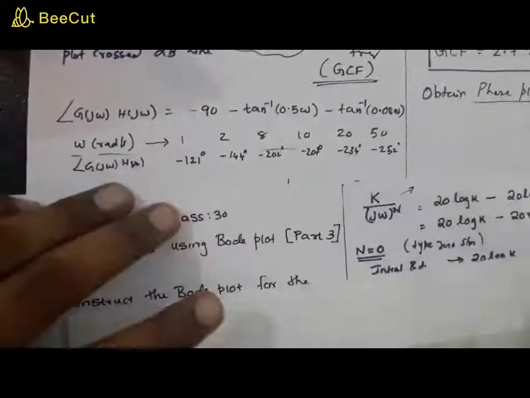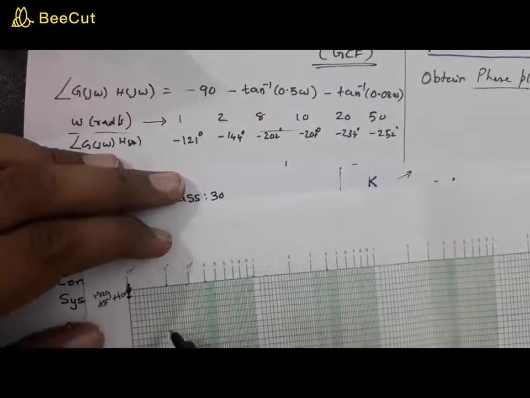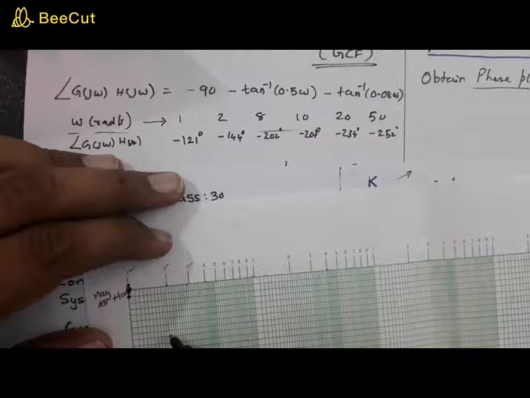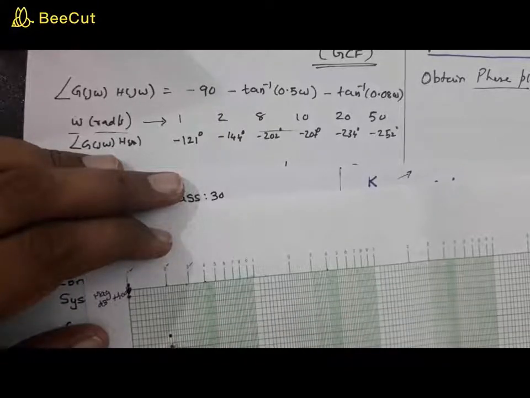Now what is the next value? Next value is 2. At 2 radians per second it is minus 144. Now where does this 144 come? So this is the point at 2, and this is 150, 147, so this is 144, I think, yes, right. So this is 147, this is 144, minus 144 is this. Okay, 3. Now when you reduce 3, this is going to be 144.